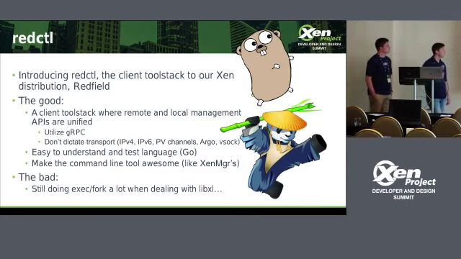We don't dictate transport, so you can use IPv4, 6. You can do it over PV channels, Argo. Now that that's been merged into master, that's probably something that we'll be targeting. And VSOCK is something that we've been looking at as potentially VSOCK plus Argo as an intermediary.